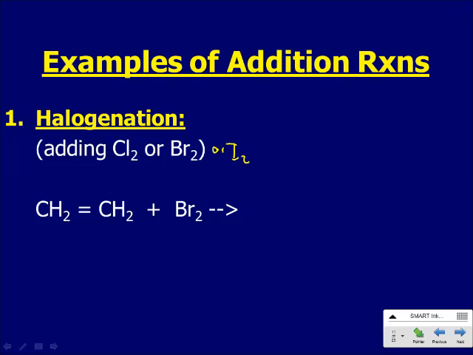And therefore, what we end up getting is CH2 with now just a single bond, CH2, and now we've got our Br, and Br, all right? And so we have no other product because both of the Brs added on to that particular bond, all right?